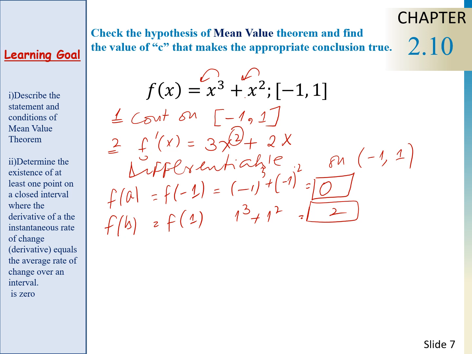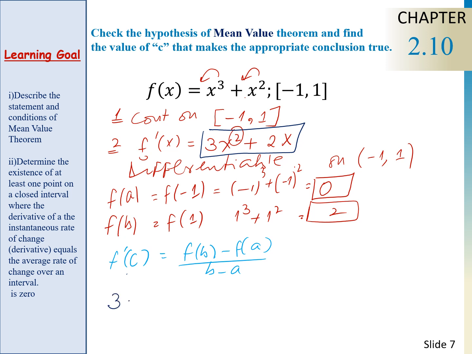Okay, what does the mean value theorem say? That f prime c equals f of b minus f of a over b minus a. Now just substitute all the values you have found. F prime c, so here it is the derivative. Just rather than writing x, you write here 3c square plus 2c equals f of b. F of b is what? 2, minus f of a, that is f of negative 1, which is 0, over b.